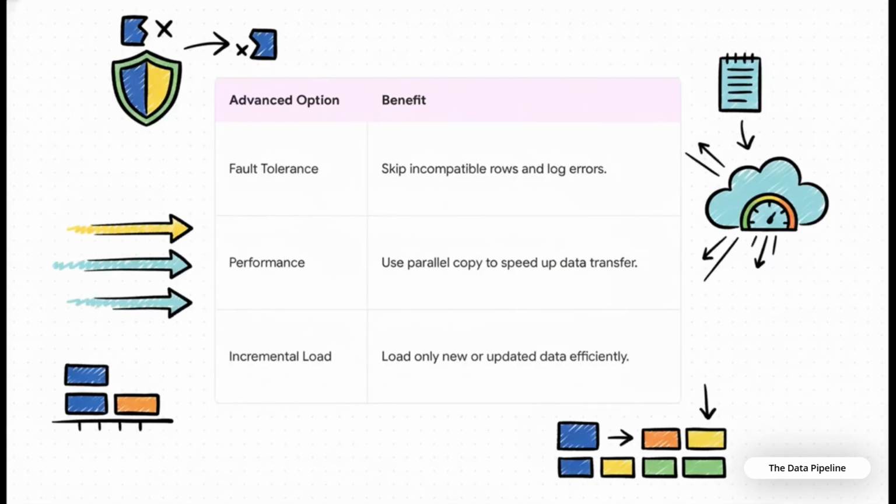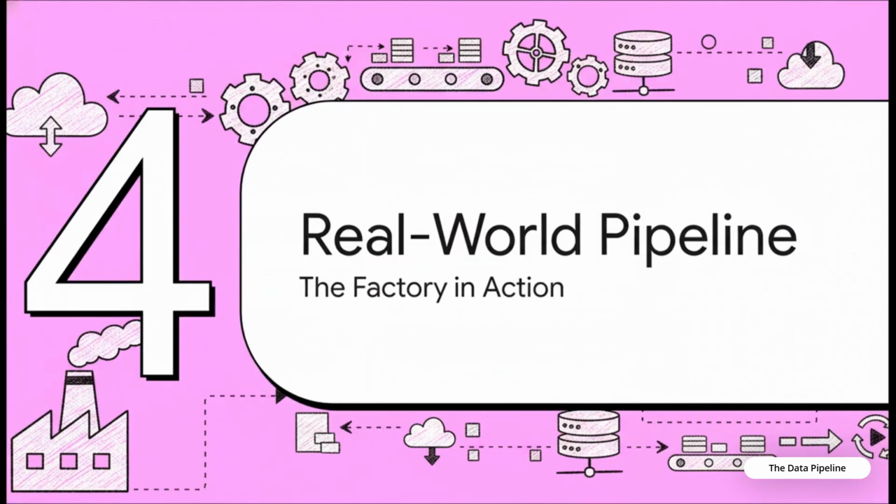But here's where the real power comes in, the details. You can build in fault tolerance, which is amazing. It means a few bad rows of data won't crash your entire job that's been running for hours. For performance, you can tell ADF to copy in parallel, which can drastically speed up huge data transfers. And maybe most importantly, you can do incremental loads. That just means the pipeline only copies what's new or what's changed since the last time it ran, which is way more efficient.